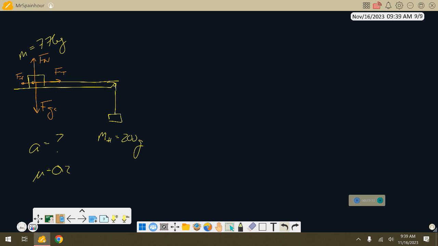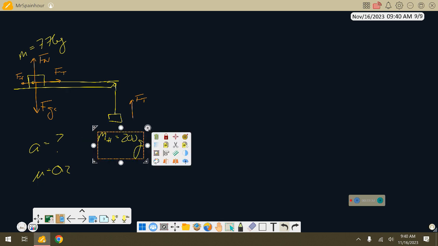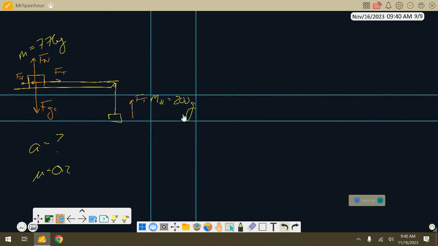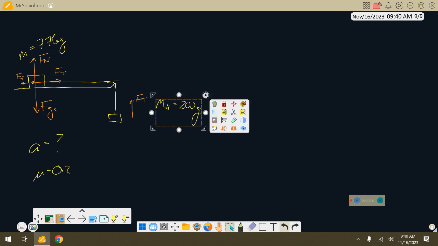Yes. Okay, now the mass hanging. What do you got? Force tension up. And force gravity. Should force gravity be equal, greater, or less than force tension? Greater. How come?